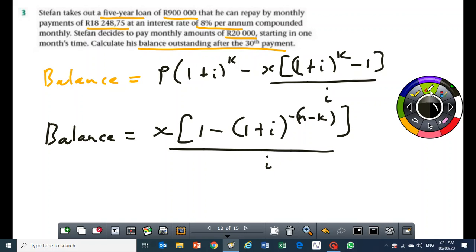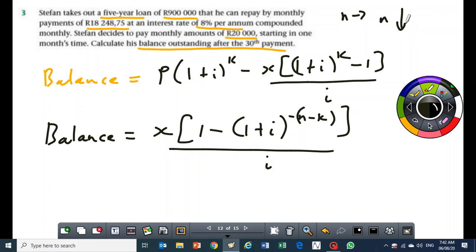Right, so for this question, if you read it carefully, there was a change in the monthly payment, which means the number of payments to amortize the loan, that is N, is going to end up decreasing. The N is going to decrease because the monthly payment is now 20,000 instead of 18,000, which means the person is going to take less time to pay it off as compared to if the person was paying 18,248 and 75 cents. That's common sense.